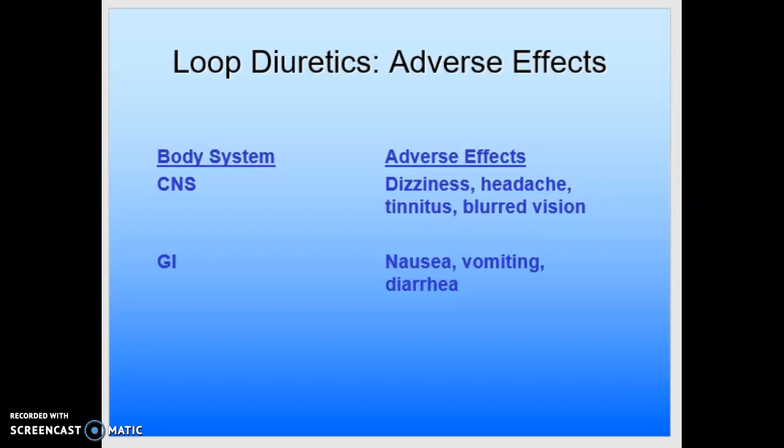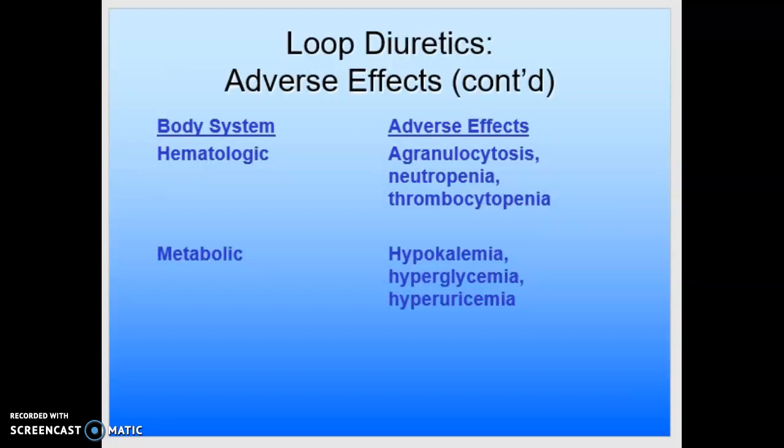Our loop diuretic adverse effects by system: with the central nervous system, we'll see dizziness, headache, tinnitus sometimes, and blurred vision. GI, we may see nausea, vomiting, and diarrhea. With our hematologic system, we may see agranulocytosis, neutropenia, or thrombocytopenia. Metabolic, we may see hypokalemia, hyperglycemia, and hyperuricemia.